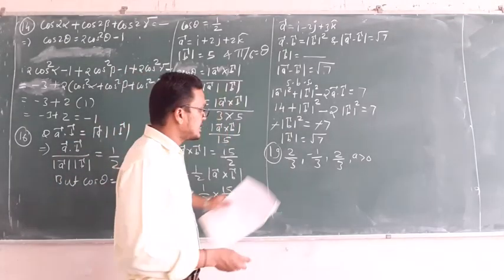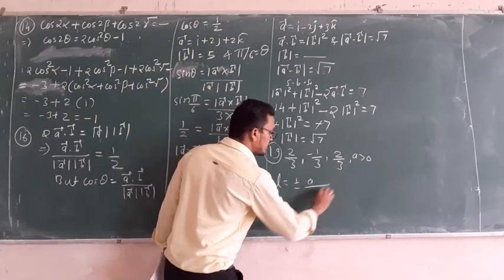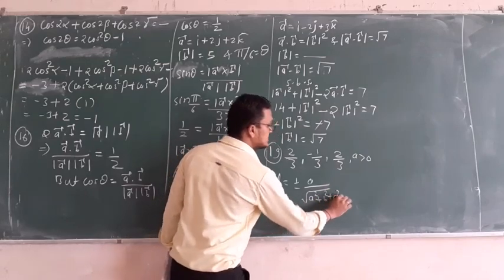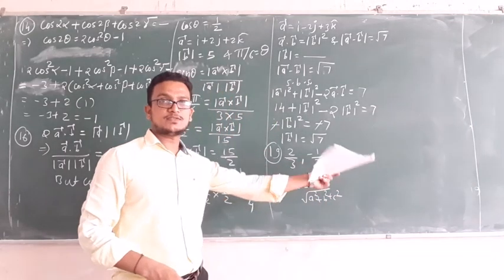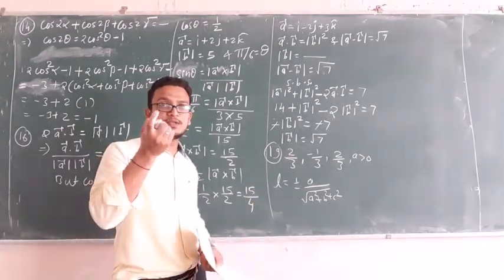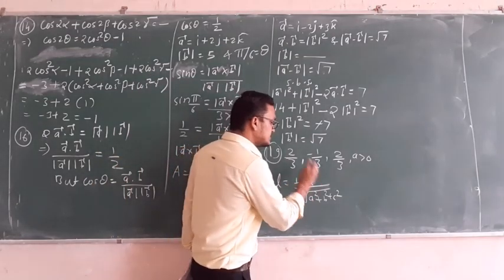So see, this is the formula that is useful here: l is equal to plus or minus a divided by root of a square plus b square plus c square. Then m is equal to plus or minus b divided by root of a square plus b square plus c square. Then n is equal to plus or minus c divided by root of a square plus b square plus c square. Okay, so I will write just one formula.